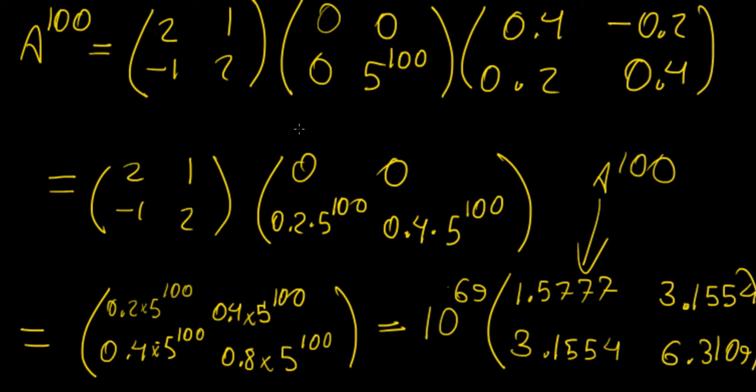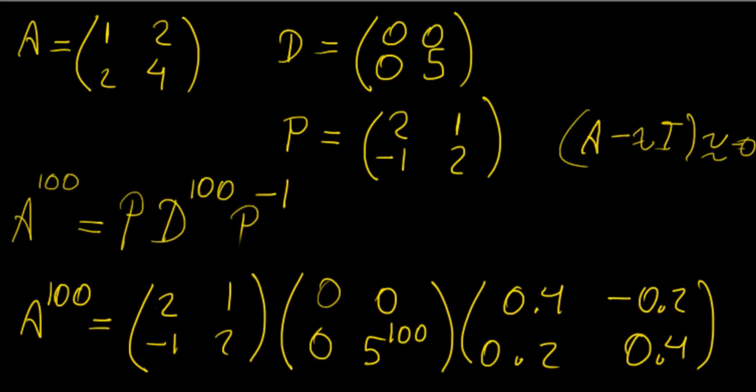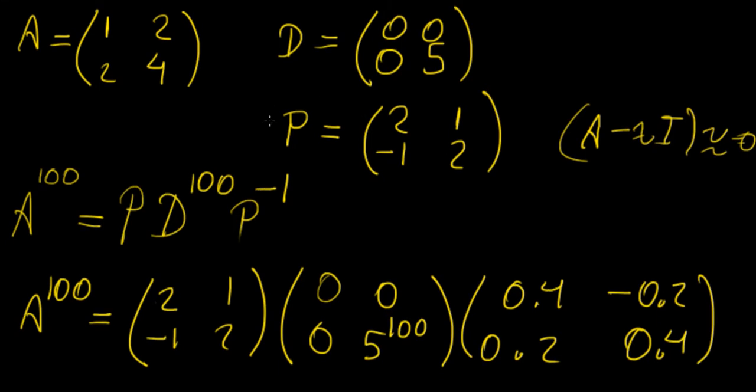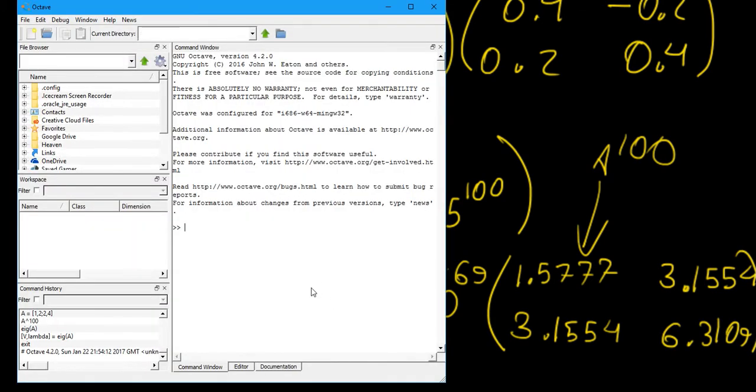And diagonalization is all about finding a diagonal matrix which is composed of the eigenvalues of A, and then a matrix P which is composed of the eigenvectors of A, and then we put it in this form, and that allows us to find the power of a matrix very easily. Now, how could we have done this using Octave? Well, it's very simple really. All we need to do is input our matrix A first.